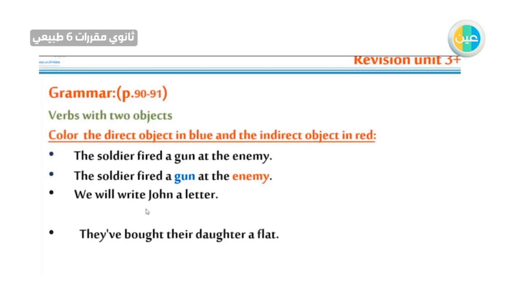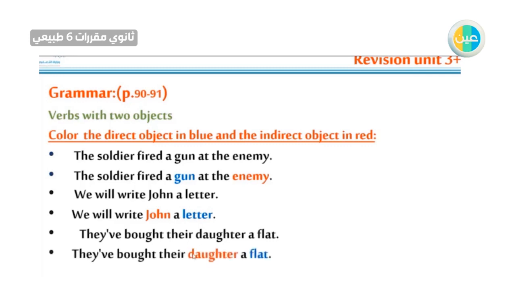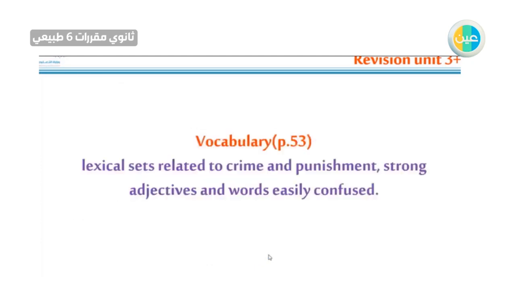We will write John a letter. What is the direct object? What will you write? A letter. So it's the direct object. To John. John is the indirect object in red, a person. Letter, direct, in blue, a thing. They have bought their daughter a flat. Excellent. Daughter is the indirect object in red and the flat, the direct object, in blue.